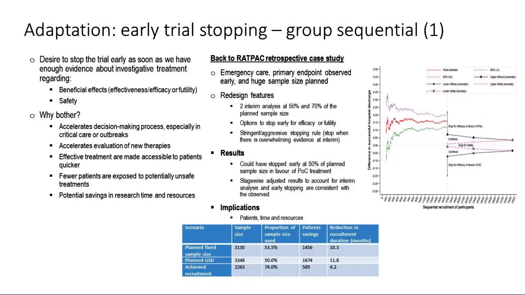As you can see, the results are overwhelming. Far above the stopping boundary. So basically, you can stop the trial at that point. You don't need to continue because you know the answer already.